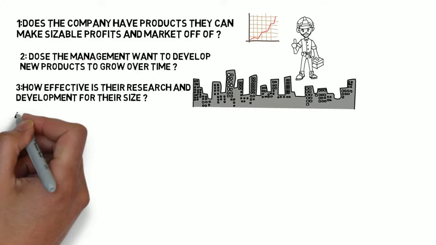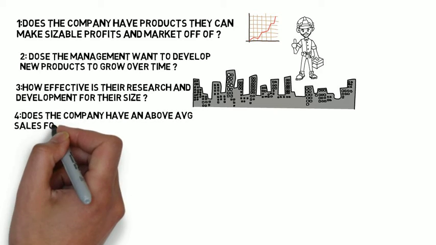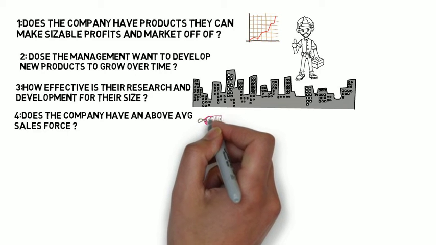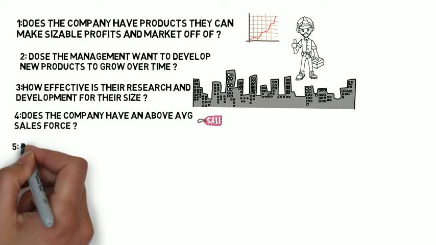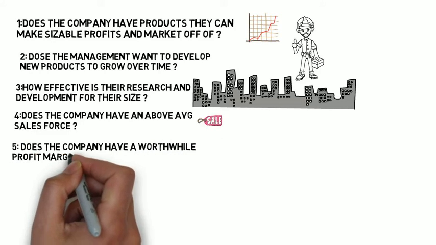Point number 4, how does the company have an above average sales organization? So you want to make sure that their staff in sales is one of the best people out there that can get them sales, because one of the leading factors in how profitable a company is how much they can actually sell their product. Point number 5, does the company have a worthwhile profit margin?